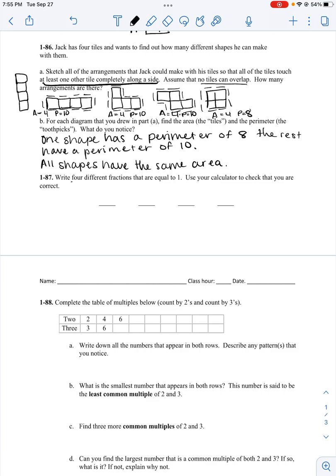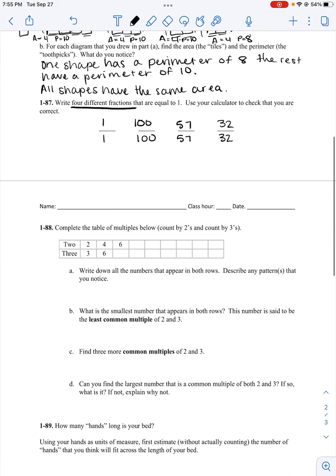Problem 87, I need to write 4 different fractions that are equal to 1. I could have 1 over 1. I could have 100 over 100. I could have 57 over 57. I could have 32 over 32. As long as my numerator and my denominator are the same, it will equal 1.